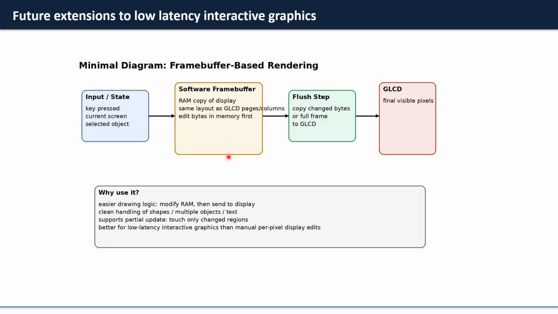There's no interfacing with a software frame buffer. The software frame buffer method is to keep a copy of the display RAM on our local 8085 RAM, the CPU RAM, the microprocessor RAM, and it is easier to interact with the GLCD if we keep the same layout as the GLCD pages and columns, but we can change it if we do not want that. We can edit the bytes in local memory first, then this memory will be copied to the GLCD RAM. The convenience here is that interfacing with the display can really be a complex task.